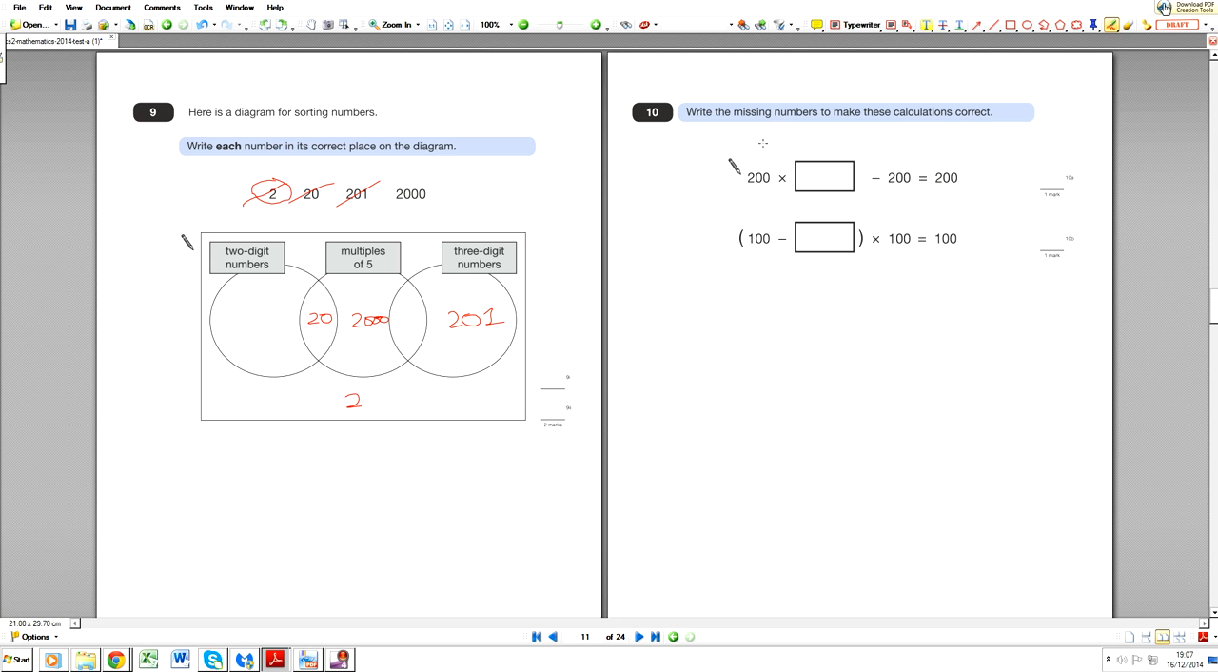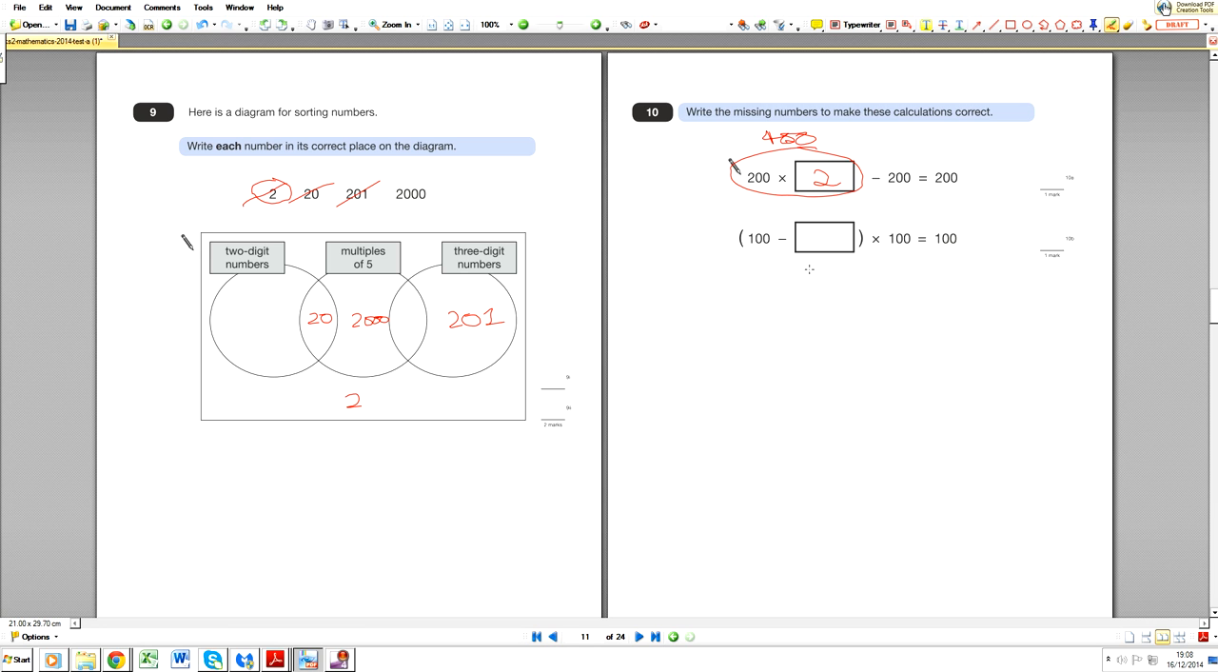Question number 10. Write the missing numbers to make these calculations correct. Something times by something, take away 200 is 200. What number take away 200 gives you 200? 400. So 400 take away 200 gives you 200. So this number here must be 2, because 200 times 2 is 400, and 400 take away 200 is 200.